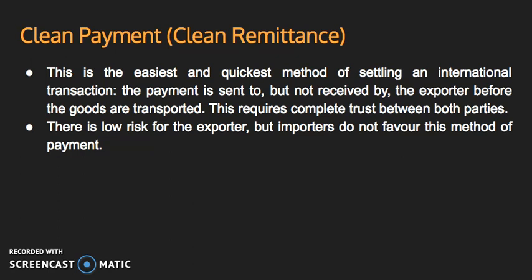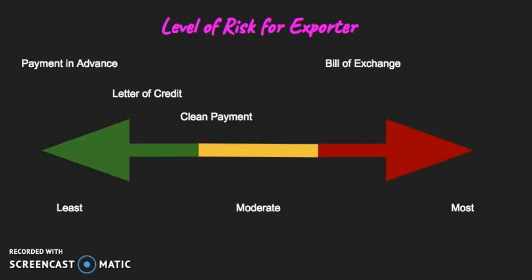So how this works is basically the money is sent across to the red t-shirt company here in Australia. But let's say I'm the owner of the red t-shirt company in Australia. I can't actually receive that money until the goods are transported. Okay, we're working our way up through the spectrum of risk for the exporter. So the ones which carry, I guess, the most risk is known as a bill of exchange.